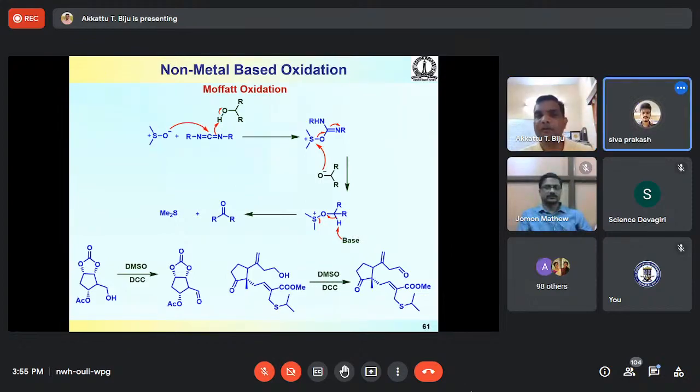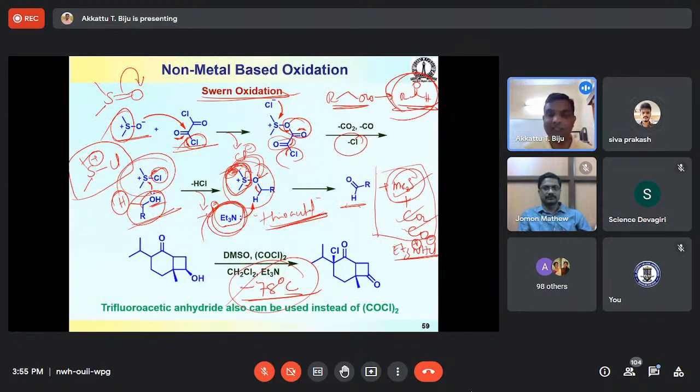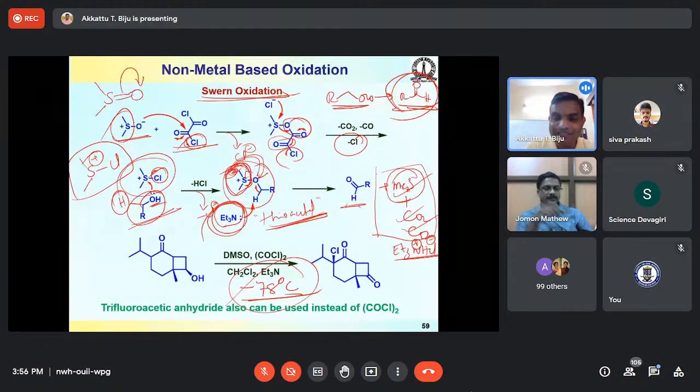Sir, previous slide. Sorry. Previous slide, sir. Show me the first one of the Swern oxidations. Yes. Here, sir, here chlorination. How does it happen, sir? In that last example, how does the chlorination happen? Okay. So this is probably a mistake. This chlorine here is hydrogen.